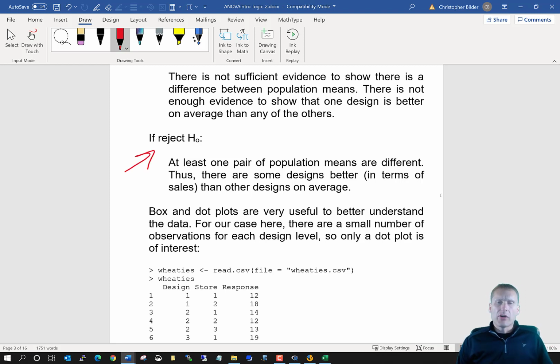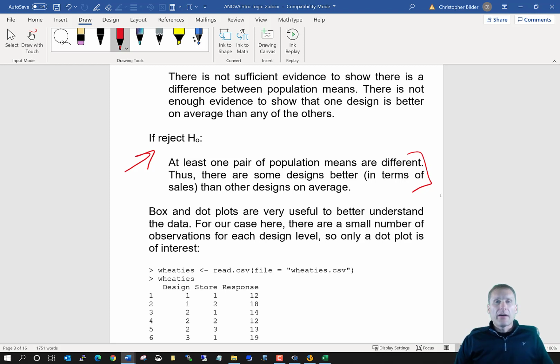Now, if we reject H0, this means at least one pair of population means are different. This means that some designs are better than other designs on average. And from a company perspective, we want to find this out, and then we would want to choose the design that results in the highest mean number of sales in the end. Another section of our notes corresponding to ANOVA will help us figure out, once we do reject H0, which design, or in general which factor level, would be best.